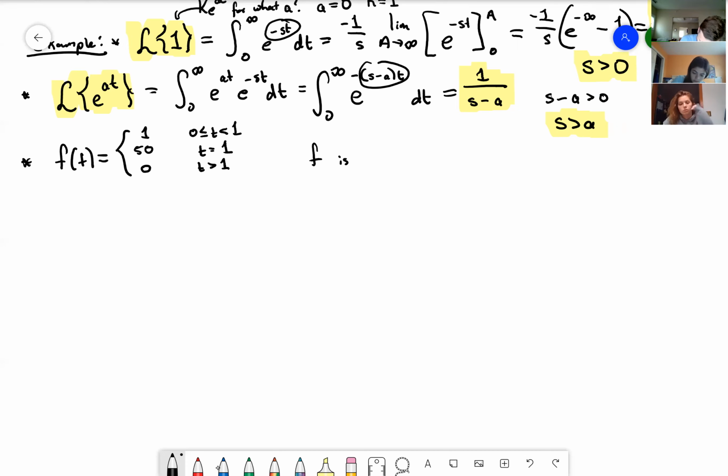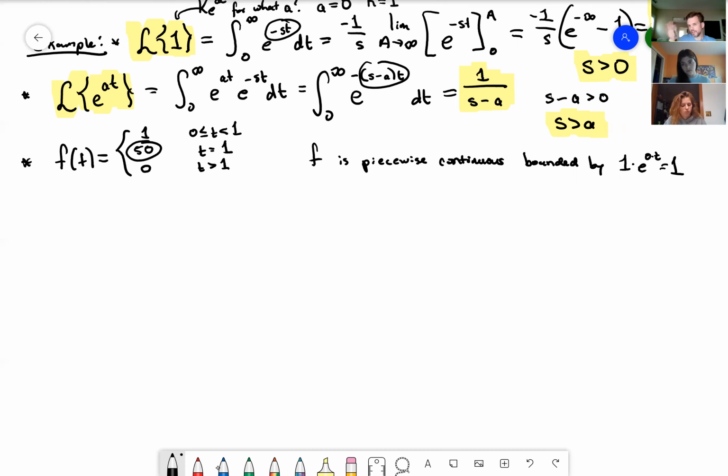Now, f is piecewise continuous, bounded by 1 times e to the 0 t, which is just 1. Definitely bounded by 1, as long as we get past a certain point. Well, there's this 50 here. The 50 actually doesn't matter. We only care that it's bounded after a certain point, but if we ignored that single point by itself, then it would be bounded for the whole region that the function is defined.